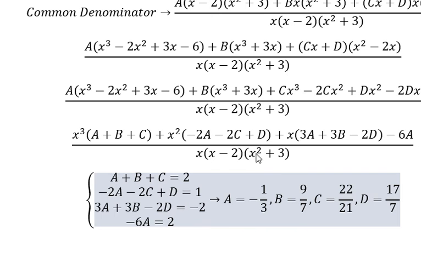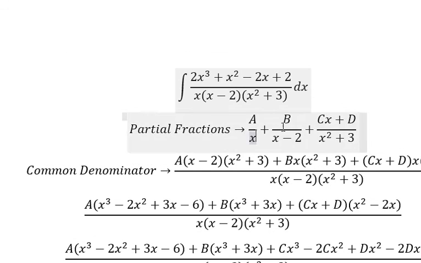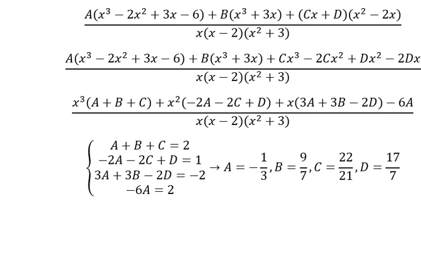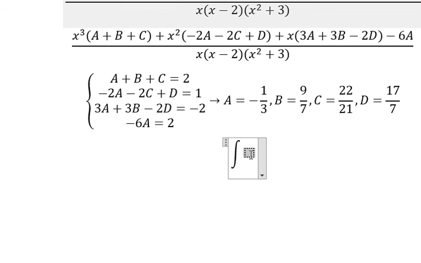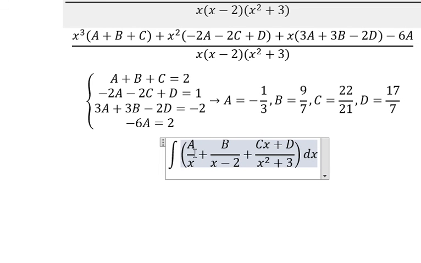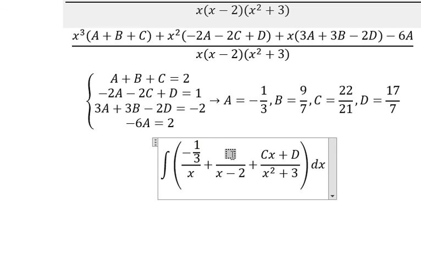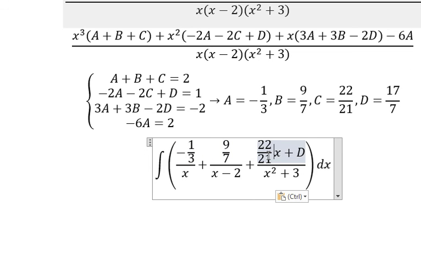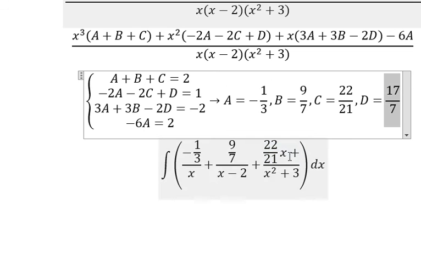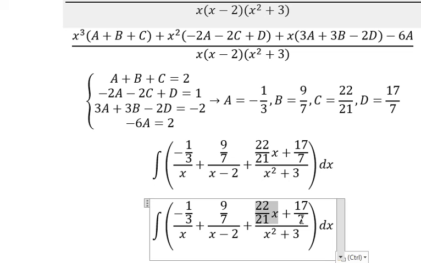And here is the solution of A, B, C, D. Now I will put A, B, C, D in here. So A equals negative 1 over 3, B equals 9 over 7, C equals this one, D equals this one. And now we need to separate them in here.